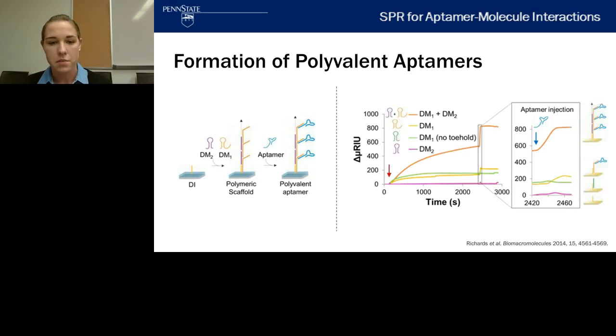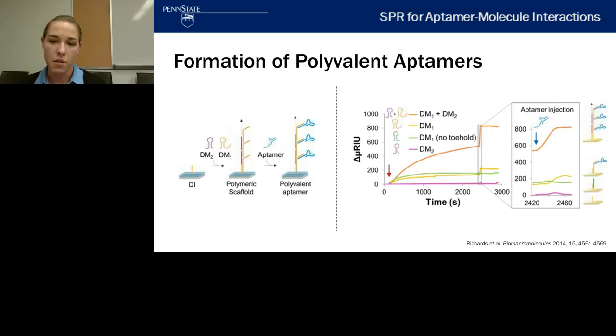So when the aptamer is incubated with this polymeric scaffold, binding between the aptamer and this toehold region creates a polyvalent aptamer structure. So when we look at the sensorgram on the right, we can see that the DNA polymers can be formed through the use of both monomers, and that by having this binding region, in the case of the yellow versus the green line, we can see that the aptamer can be bound when there's this toehold region, whereas the aptamer cannot be bound in the case of a monomer 1 with no toehold region.